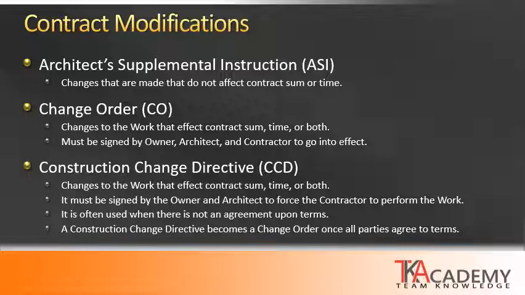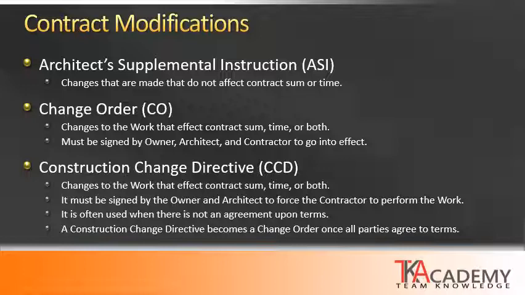The next modification is called a change order, a CO. These are changes that will affect the contract time, sum, or both. This could be based upon an RFP mentioned previously that has been requested and decided to move forward with. Once that RFP has been approved, then it goes into becoming a change order. A change order must be signed by the owner, the architect, and the contractor before it is official and can go into effect.